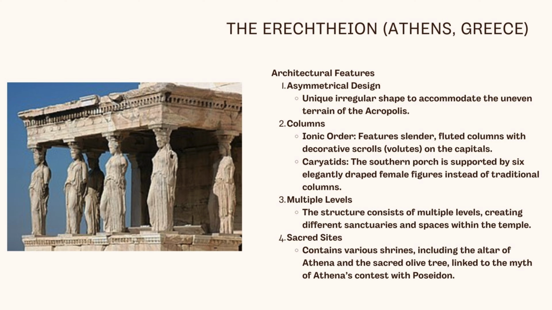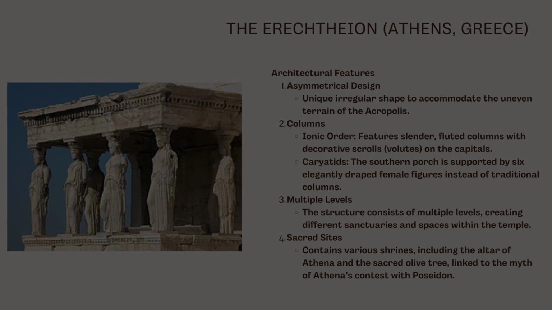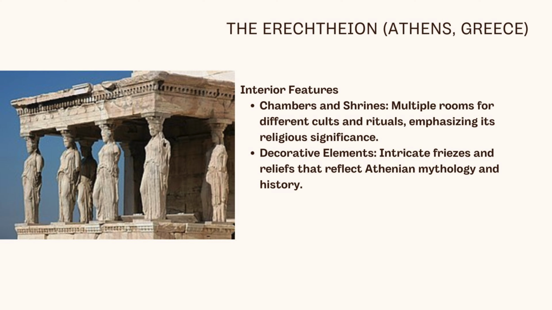Multiple levels: the structure consists of multiple levels creating different sanctuaries and spaces within the temple. It contains various shrines, including the altar of Athena and the sacred olive tree linked to the myth of Athena's contest with Poseidon. Interior features: chambers and shrines, multiple rooms for different cults and rituals, emphasizing its religious significance. Decorative elements: intricate friezes and reliefs that reflect Athenian mythology and history.